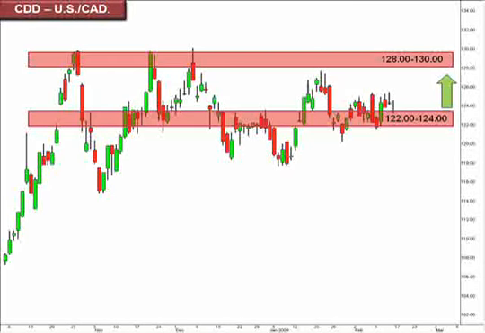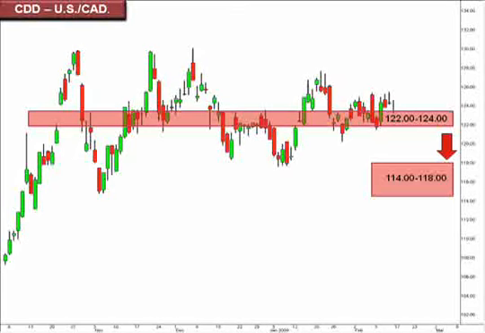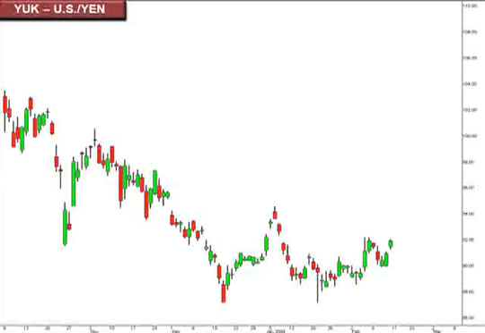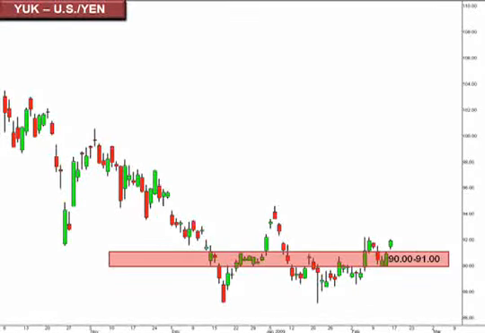If this pair value does begin to consolidate below that 122 level, then the window does open for a test down into that 114 to 118 box. That being said, a break above 125 will lend further credibility to that push into our higher focal zone at the 128-130. And a break below 122 and a consolidation will further suggest the possibility of a continuation down into that 114-118 level.